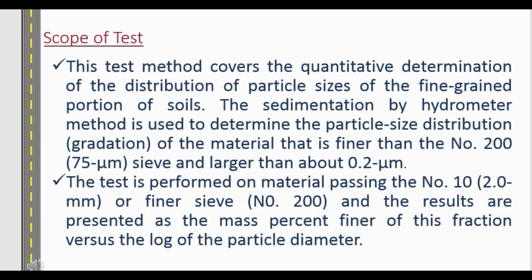Normally this test is performed on material passing the number 10 sieve, or 2 mm or finer sieve, and the results are presented as the mass percentage finer of the fraction versus the logarithmic scale of the particle size diameter. Normally after the calculation we have to prepare a logarithmic graph on which we represent the test data.